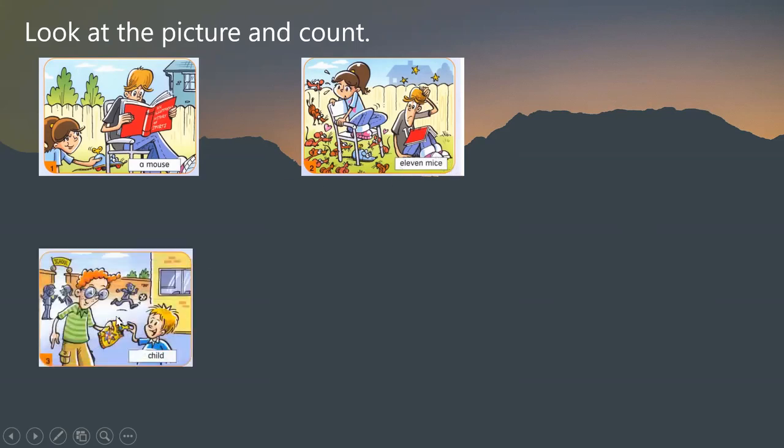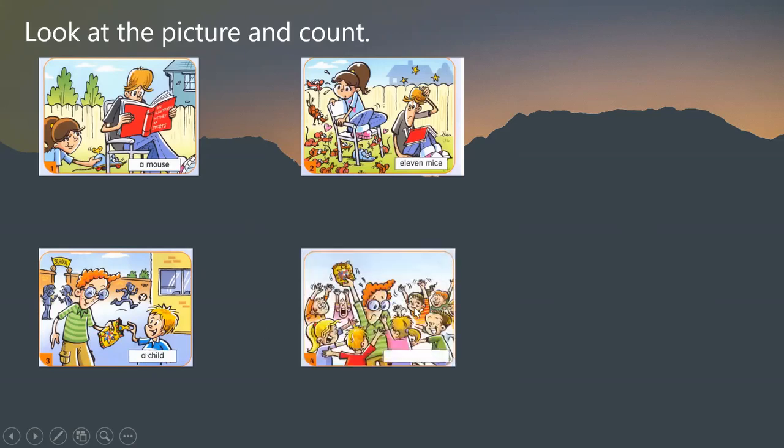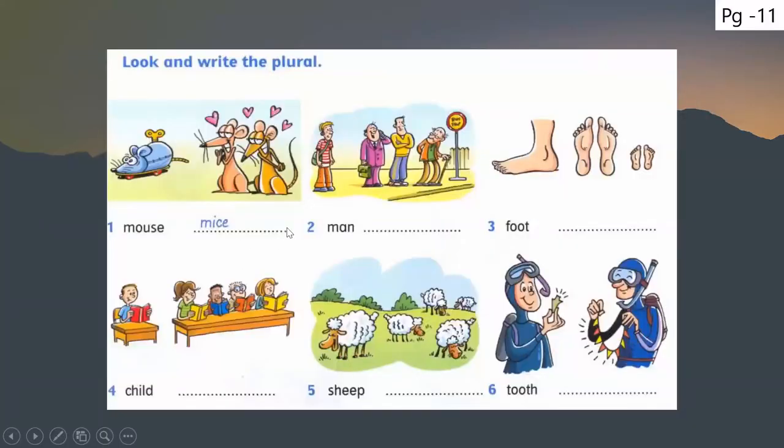And how about this one? How many children? One, right? A child. So how about this one? How many can you see? Yes, okay, so there are nine children. For singular it's child, and for plural it's children. And now we are going to look and write the plural.